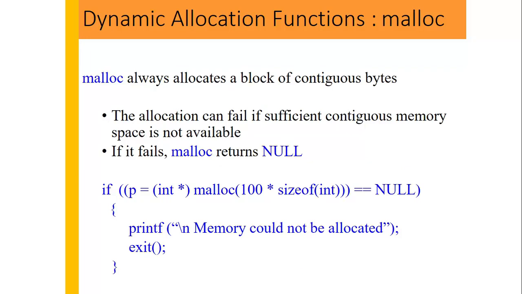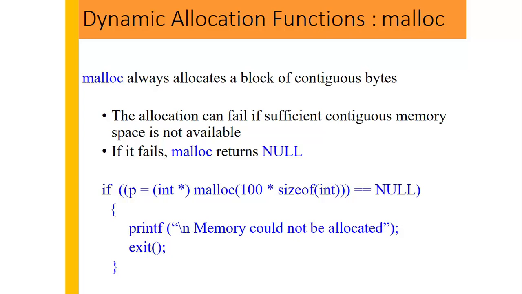Now the memory is allocated using malloc in continuous space, right? Malloc always allocates a block of continuous memory. The allocation can fail if sufficient continuous memory space is not available. For example, you're asking for a memory that could be too big, and that much memory is not available in the memory space, right? If it fails, malloc will return NULL, and it is in capital letters, right?